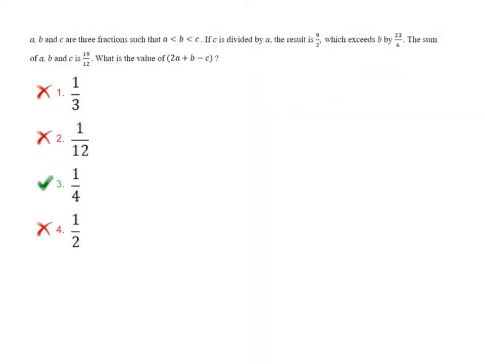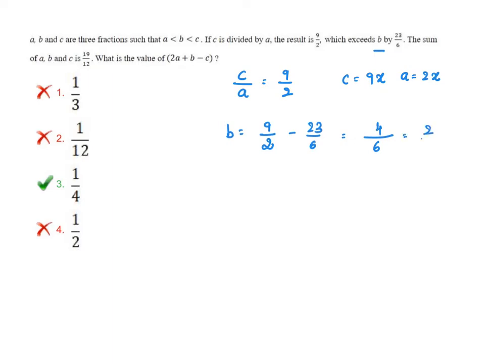A, B and C are three fractions such that A is less than B is less than C. If C is divided by A, the result is 9 by 2. Assume that C is 9x, x is a fraction there, A is 2x, and which exceeds B by 23 by 6, which means B is equals to 9 by 2 minus 23 by 6. Take the LCM as 6. 27 minus 23 is 4, which is B is 2 by 3.